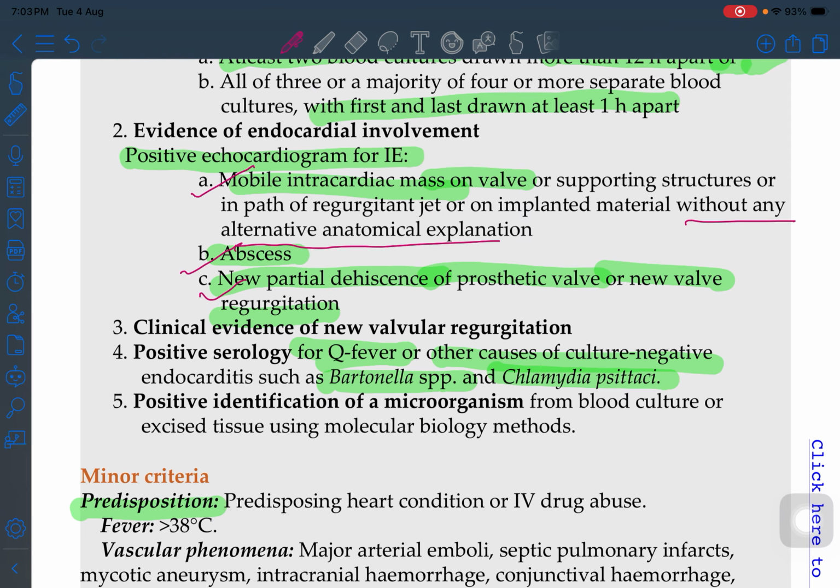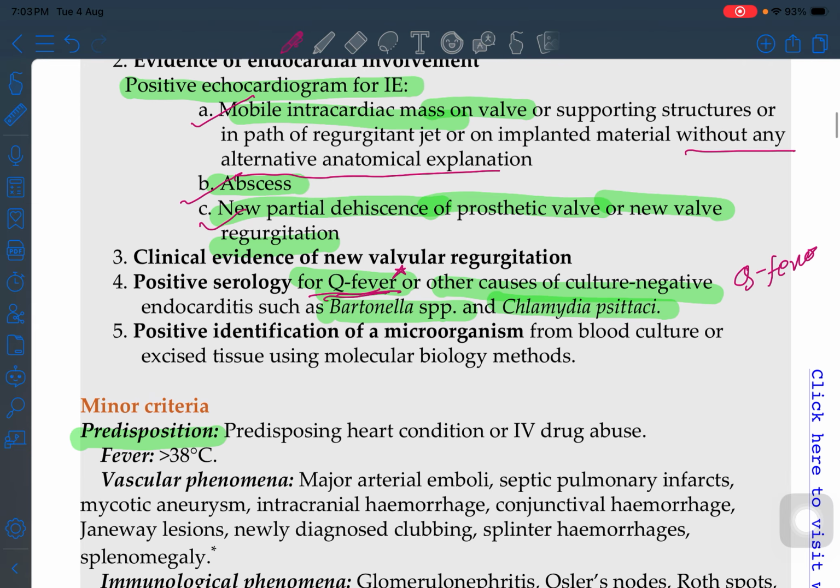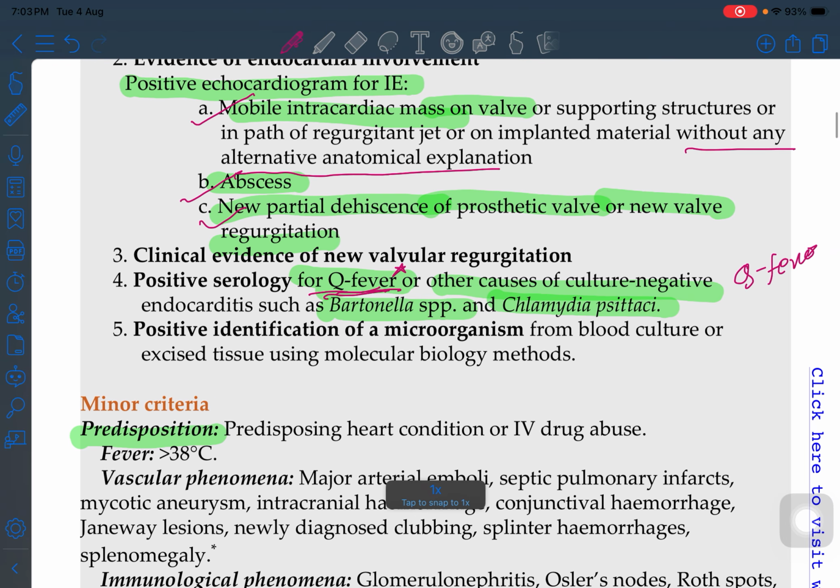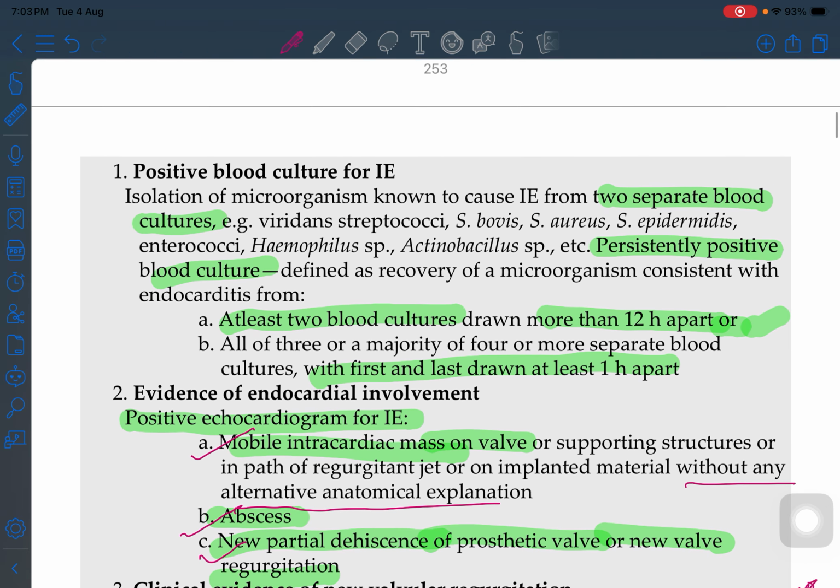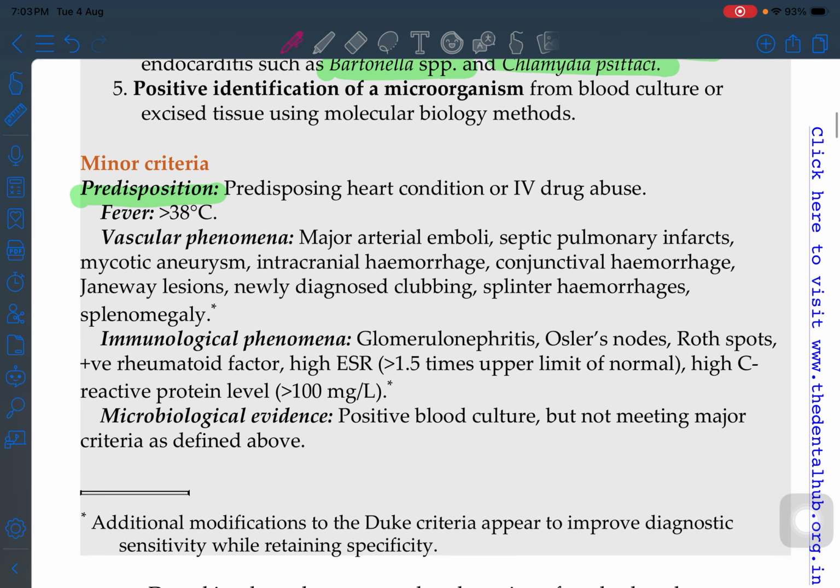Third is clinical evidence of new valvular regurgitation. Fourth is positive serology for Q fever or other causes of culture negative endocarditis such as Bartonella species and Chlamydia psittaci. Positive serology for Q fever, this is very important. Which fever? Q fever. Then positive identification of a microorganism from blood culture or excised tissue using microbiology methods. So these are the 5 major criteria.